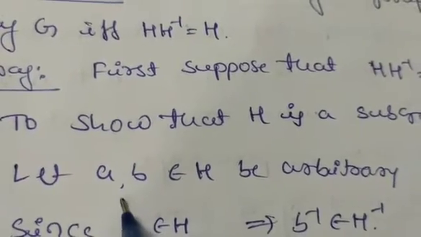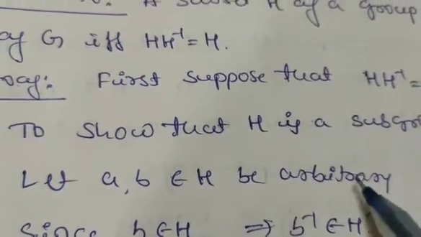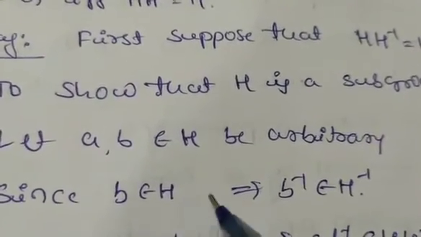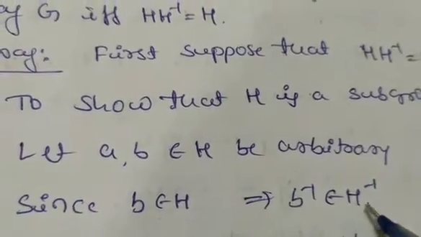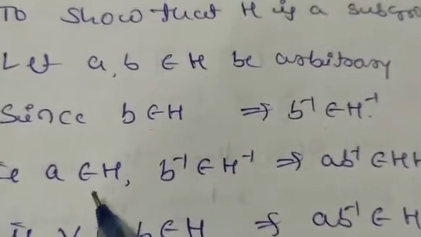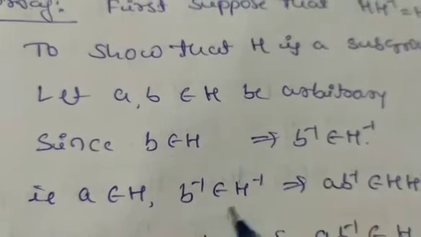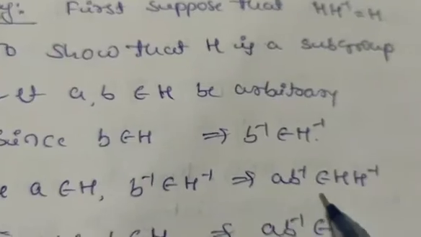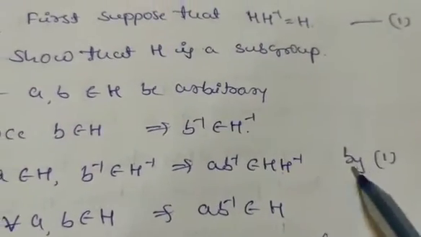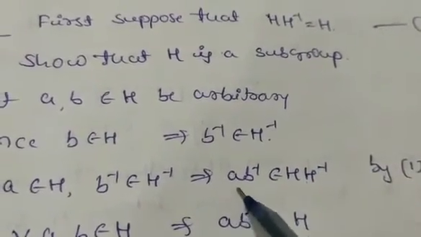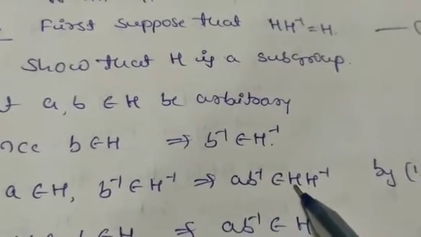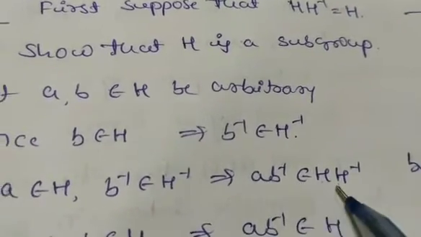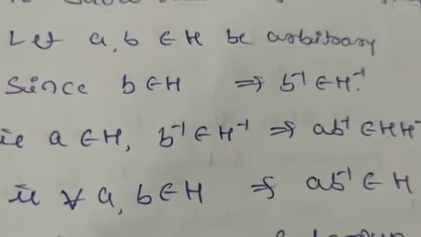Let us take some elements A, B belongs to H, arbitrary. Since B belongs to H, this implies B inverse belongs to H inverse. So A belongs to H and B inverse belongs to H inverse. Then this implies their product AB inverse belongs to H into H inverse. This is from equation number 1. And we know H is equal to H into H inverse. Therefore AB inverse belongs to H into H inverse.